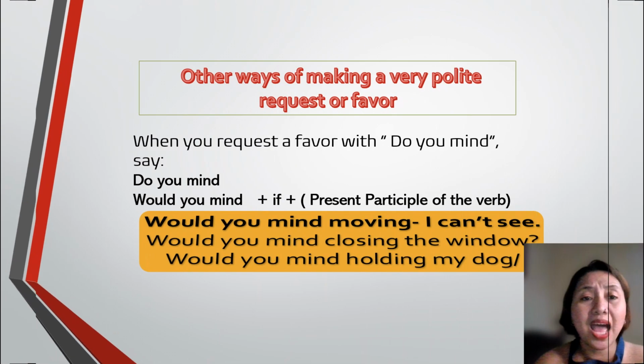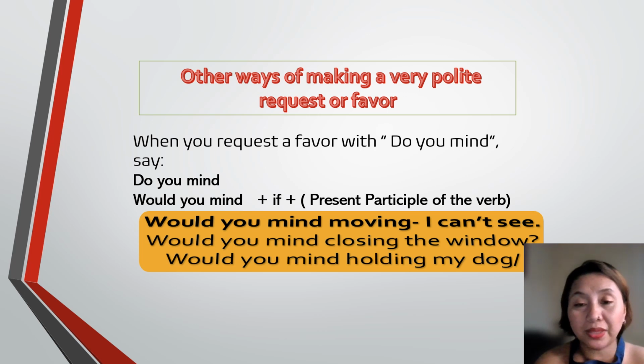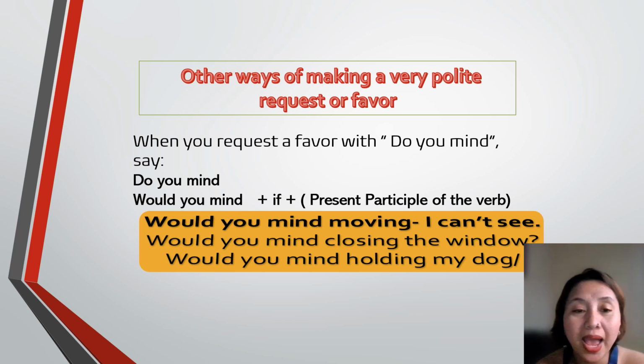Then another way of making a very polite request or favor is the structure do you mind or would you mind. Okay. Now when you request a favor with do you mind and would you mind, you add the present participle of the verb. For example, would you mind moving? I can't see. Would you mind closing the window? Would you mind holding my dog? Do you mind if I smoke? Yes, you could use this particular structure.